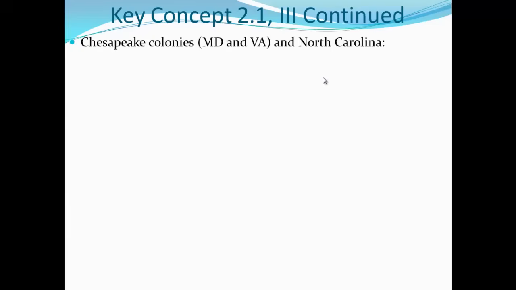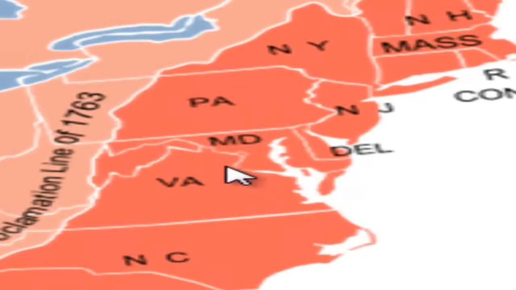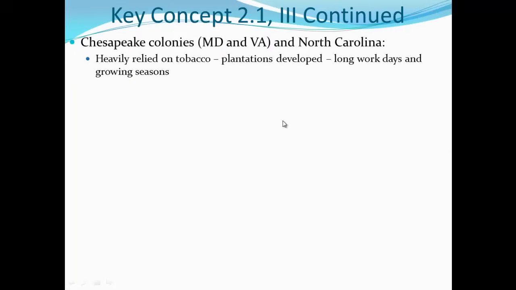All right, the Chesapeake colonies, which are Maryland and Virginia, and we're going to talk a little bit about North Carolina. But it's important to know that Virginia and Maryland, these two colonies together, are the Chesapeake colonies, and that's because here's the Chesapeake Bay right in between them. So what did these three colonies focus on? Well, they relied heavily on tobacco, and as a result, these large plantations developed, and long work days and growing seasons were customary on these plantations. Again, tobacco exhausted land, which led to expansion and conflicts with natives.